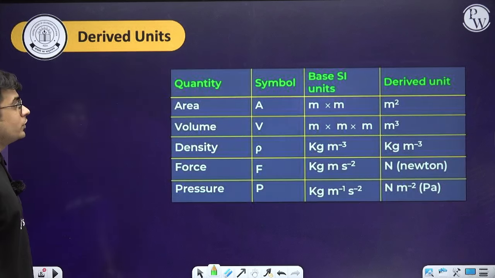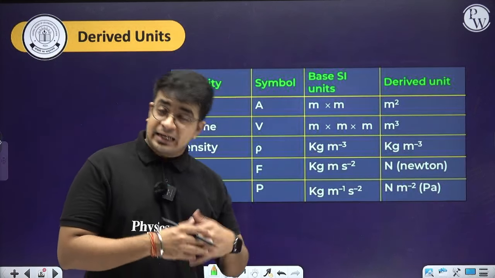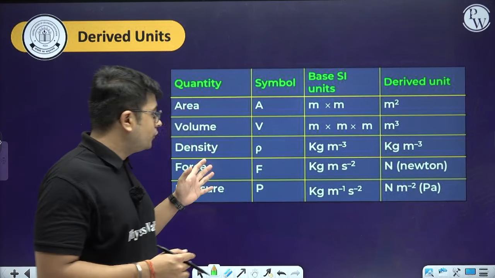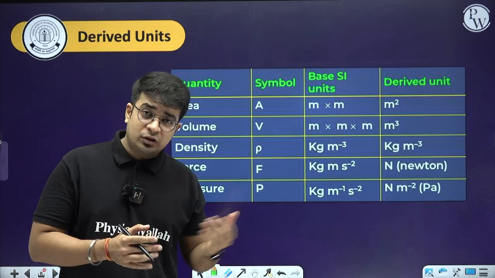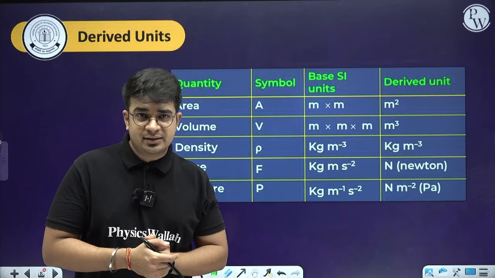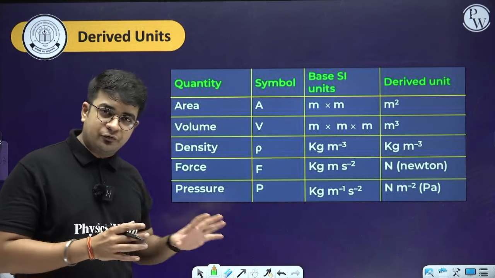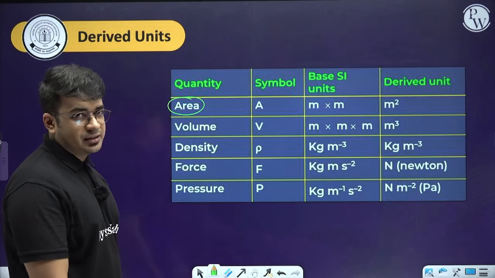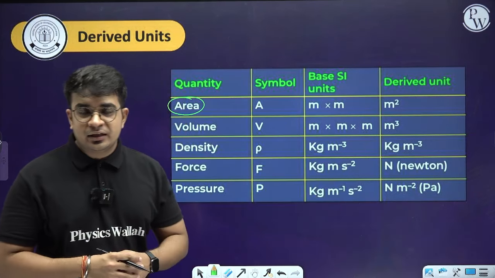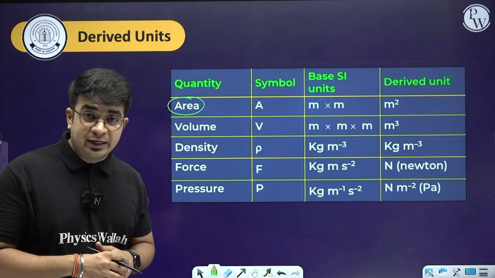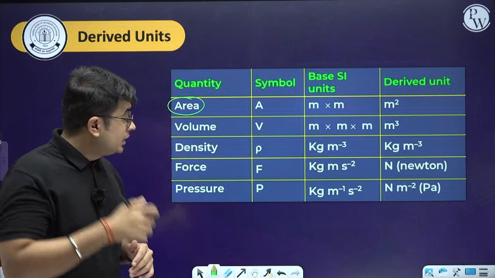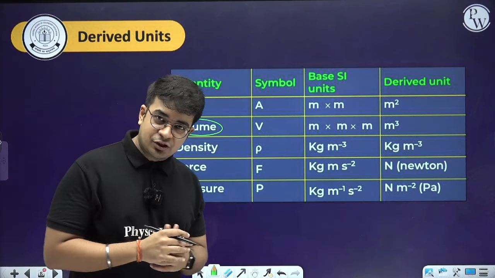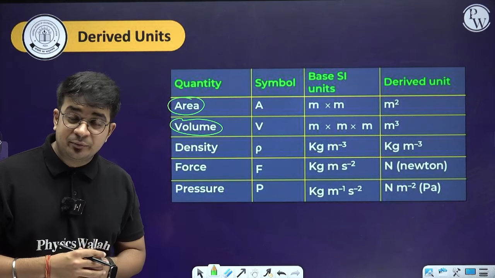Now moving to the next part, we have certain derived quantities which are derived from the fundamental ones. I have a list of certain quantities. There are different types of derived quantities, but in this case I have written only a few. The first is area, which is L into B, and its unit is meter square. Volume is L into B into H, which has the unit meter cube.